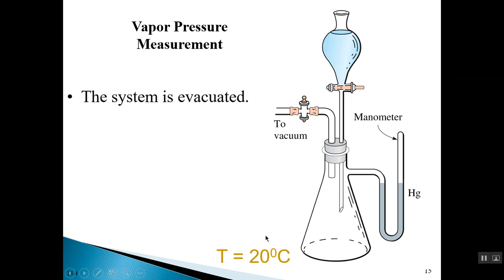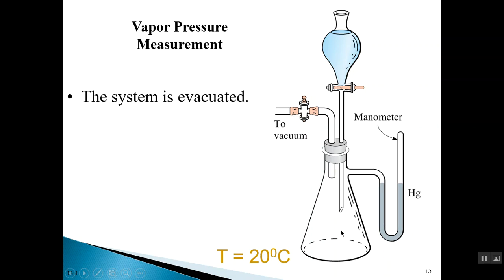So here you'll notice that the temperature is set at 20 degrees. All right. So let me just describe this apparatus. We have our flask, which is connected to a manometer right here. And the manometer is basically an instrument that is used to measure the pressure of a gas or a vapor. And you'll notice that in the manometer, which is a U-shaped tube, you have mercury.